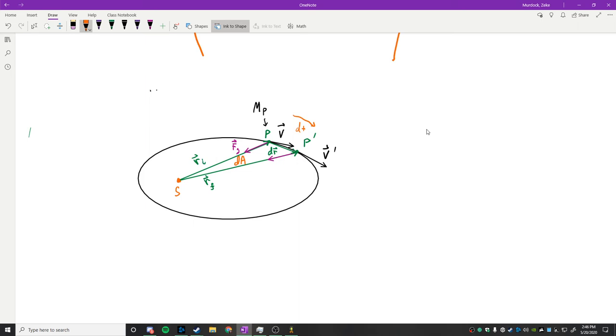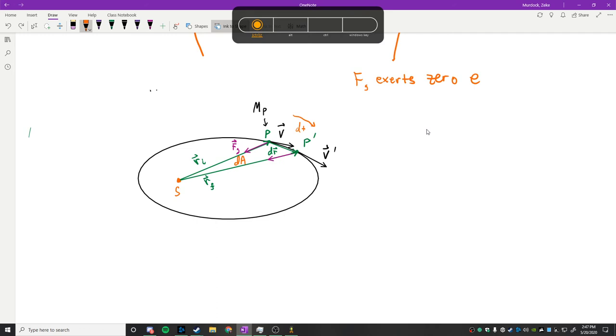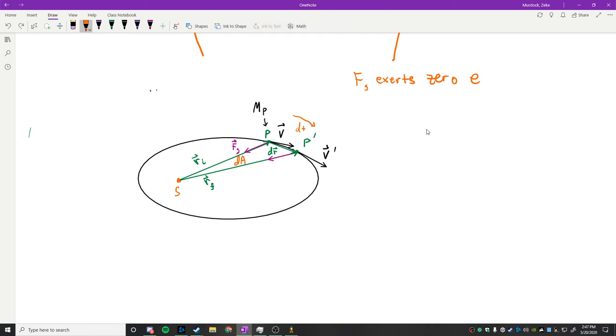All right? Now I want to point something out about this system right here. The sun exerts a force on this object, right? But it doesn't exert any torque. So the force of gravity exerts zero external torque on the system. Zero external torque. Can anyone tell me why? I know that from this picture here.